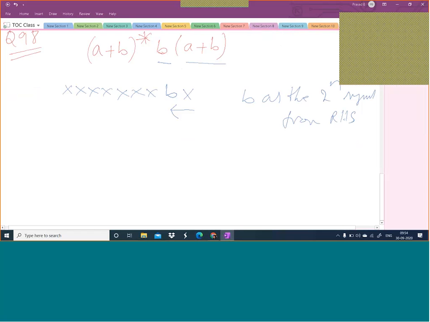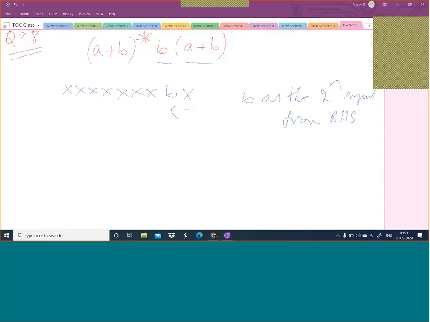Now, having B as the second symbol from RHS. I told you, having A as the nth symbol from LHS, we have n plus 2 states. From RHS, it will have 2 power n states. This note I have given you.